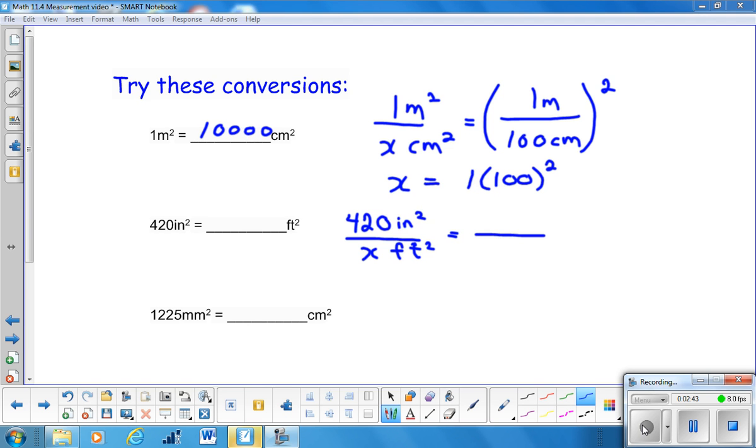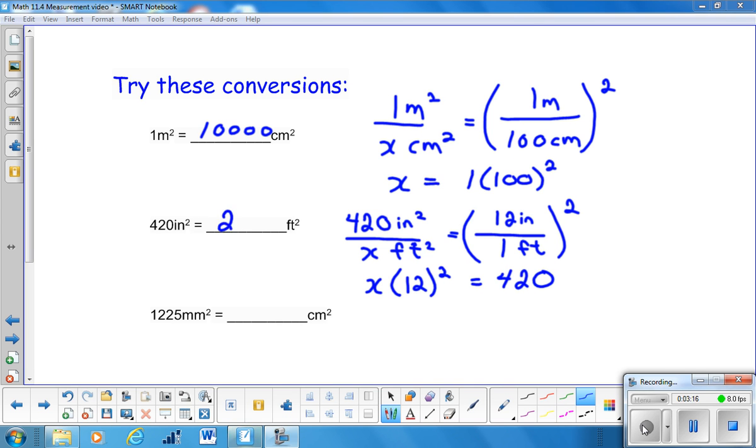Our next one, we have 420 inches squared, and we are changing that into feet squared. Conversion factor says that 1 foot is 12 inches. And again, because we're using squared units, we would have to square this. Multiplying it out, we would end up with x times 12 squared, or 12 times 12, equals 420. So 420 divided by 12 squared is 2.92 feet squared.